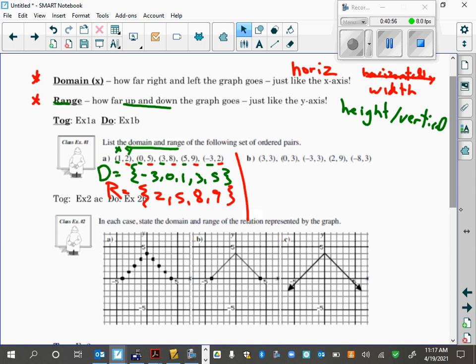A big difference with points and lines: most of the graphs I'm going to give you and ask you to find the domain and range of are going to have lines connected. If they have points, like example 1a, 1b, and 2a, you're going to want to get all those right, because they're less work than the higher level thinking questions, like example 2b and 2c.